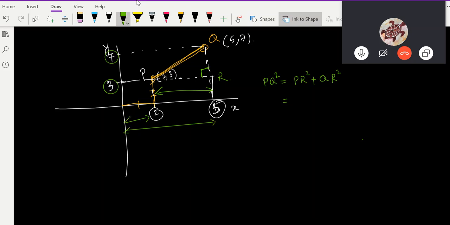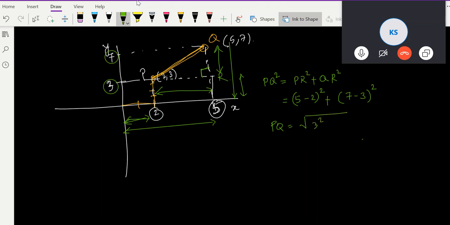So the total distance is 5 and this distance is 2. So here it is (5 minus 2) whole square plus QR, which is this distance. By similar logic, total distance minus the small distance. The total distance is 7 and the small distance is 3. This is how we calculate the distance between 2 points, and PQ would be the square root of that number: 3 square plus 4 square, which is root over 25, 5.